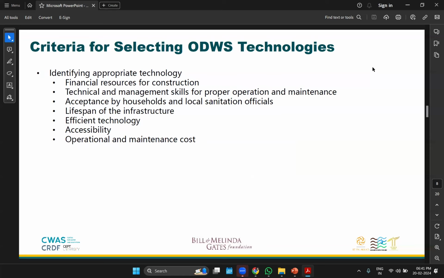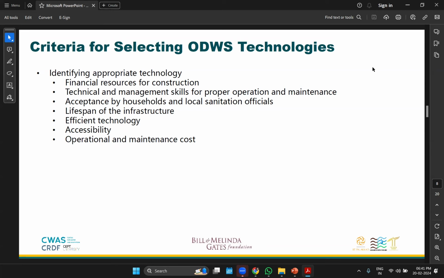In terms of the criteria for selecting the technologies, you can see the aspects that are considered as part of the process, and that includes the financial resources necessary for proper construction, the technical and management skills for proper operation and maintenance, whether that is an independent group or the actual user, for example, homeowner. The acceptance by the households and the local sanitation officials of the technology is important, as well as the technology being very efficient and accessible, and having minimal operational maintenance costs so that it continues to be used and is able to have a useful life.